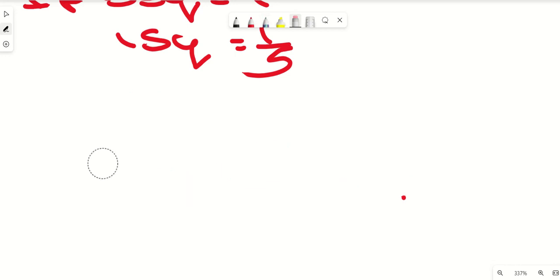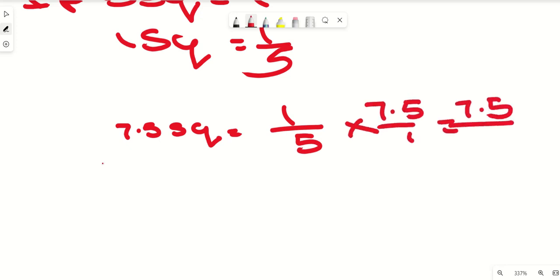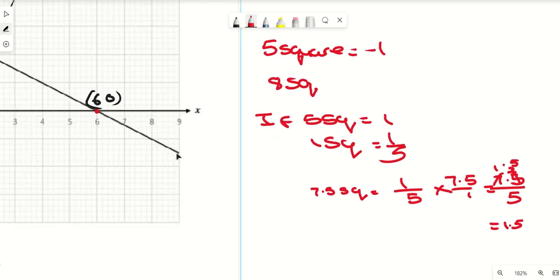So we're going to find for 7.5. So 7.5 squared would be 1 over 5 multiplied by 7.5, which is equal to 7.5 divided by 5. 5 going into 7, 1 time remainder 2. 5 could go into 25 5 times. So you get 1.5, right? So that is how we got our coordinates to be when x was 9, y was 1.5.